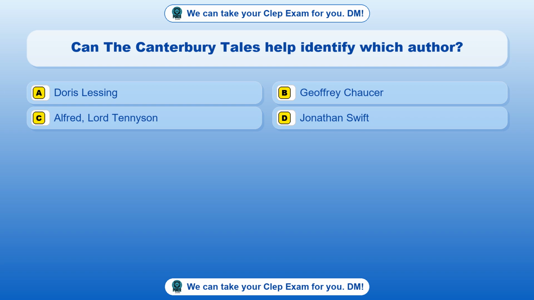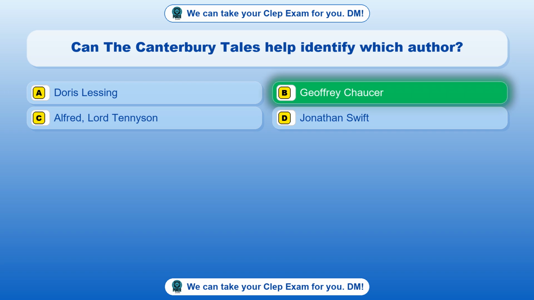Question 63. Can the Canterbury Tales help identify which author? Option A. Doris Lessing. Option B. Geoffrey Chaucer. Option C. Alfred, Lord Tennyson. Option D. Jonathan Swift. The correct answer is option B.